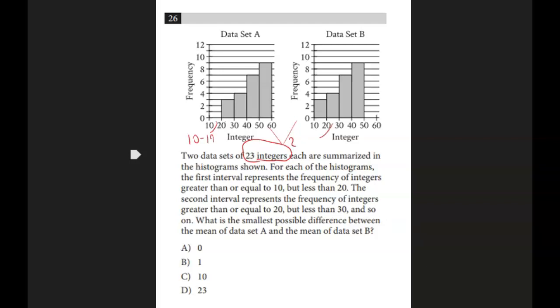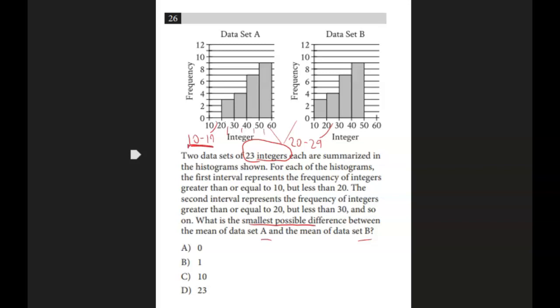The next one's going to be 20, 29, and so on. So what is the smallest possible difference between the mean of data set A and the mean of data set B? To calculate the mean, I would just add up the values in between multiplied by the integers, or the frequency. And so from what I see, to change the possible difference between A and B, I would manipulate the data here.